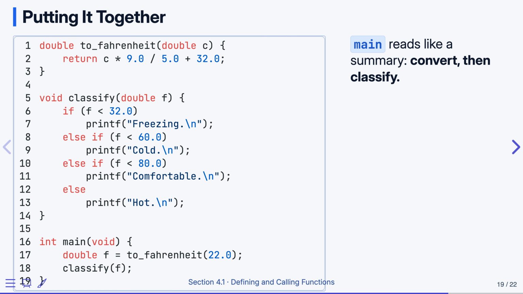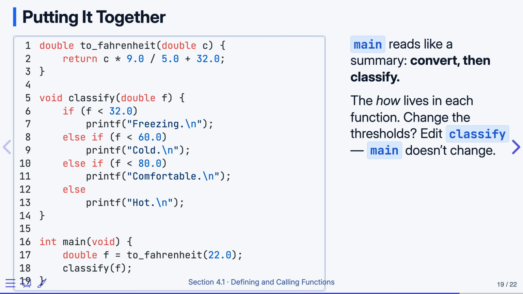Let's put several functions together. This program converts a temperature from Celsius to Fahrenheit, then classifies the weather. Notice the structure. Main is short. It reads like a high-level description. Convert, then classify. The details of how the conversion works and how the classification works live in their own functions. If you want to change the temperature thresholds, you edit classify, and main does not change.